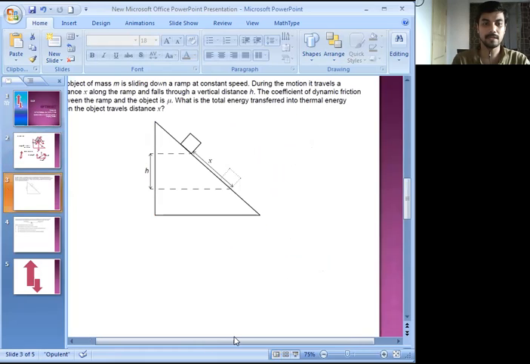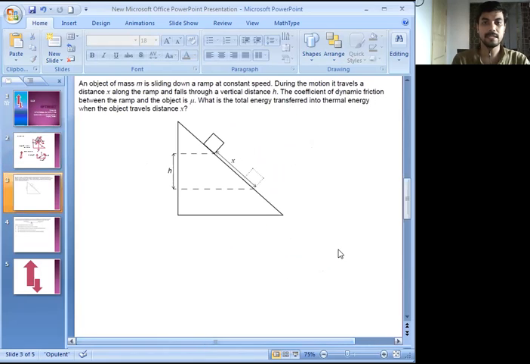I do not claim that. It's just a problem taken from an IB paper. So if you go through this problem, you have a block again that's sliding along an inclined plane, and we have been told that there is a case of friction involved.